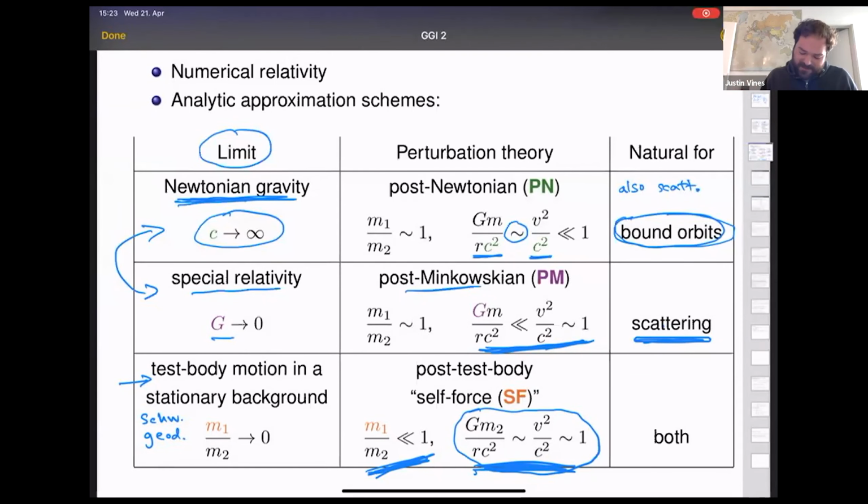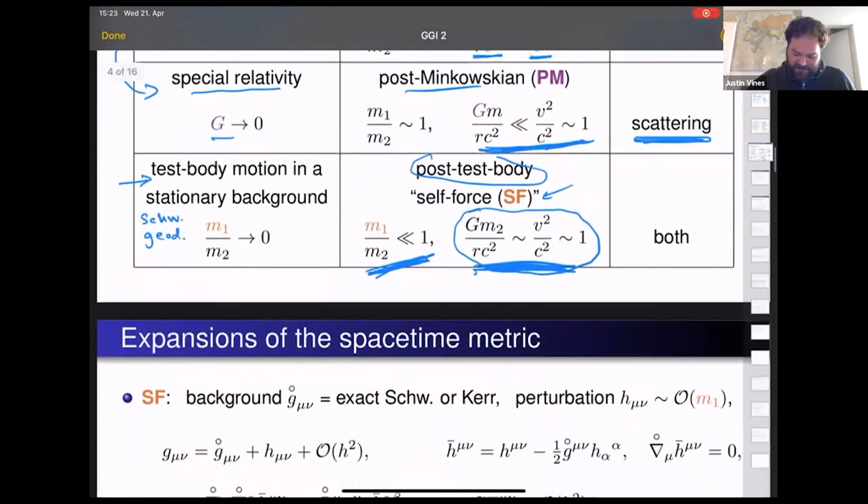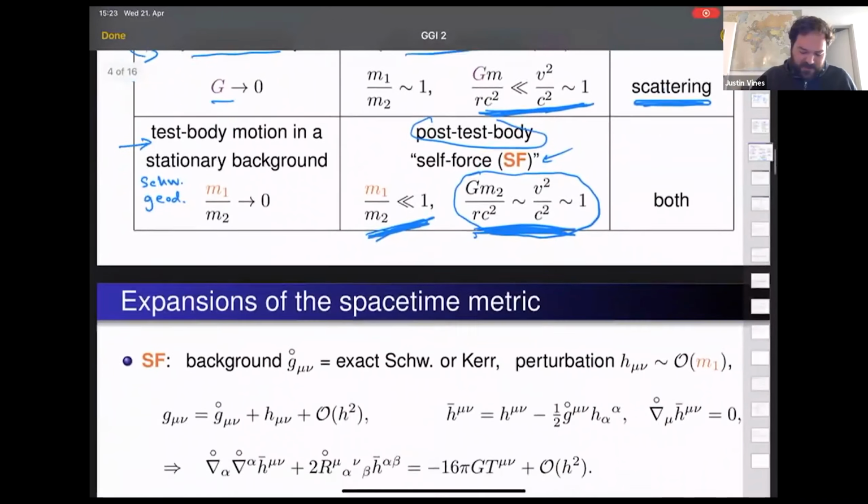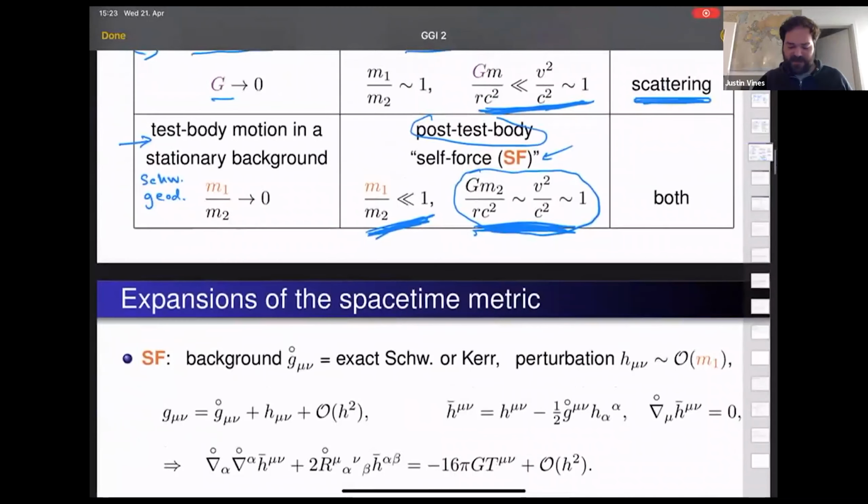And that's this, so you could call that the post-test body approximation. This goes by the somewhat funny name of self-force analysis in the community. So let me go straight into, in reverse order, thinking about how we frame this as a perturbation approach.